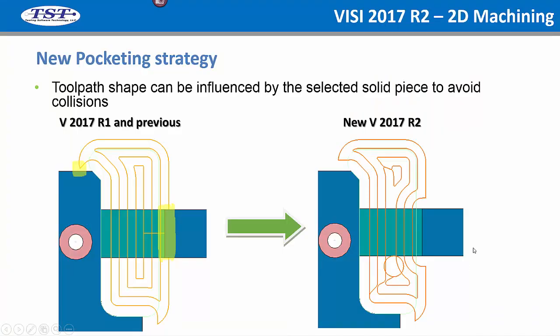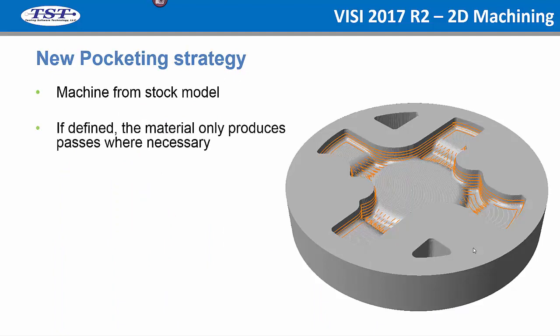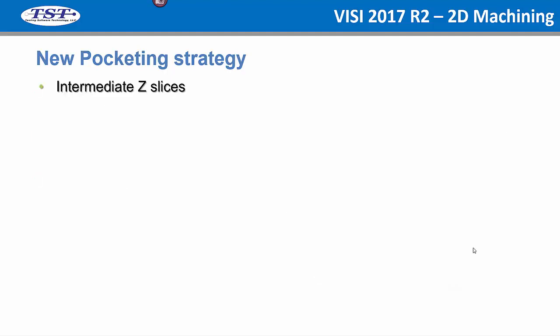So that pocketing strategy is now going to help out in areas where the tool shape can be influenced by the selected solid piece to avoid collisions. So also with the pocketing strategy, we can machine from a stock model. If defined in the material only, produces passes where necessary. So design changes, that's a key improvement there. So it provides an optimized toolpath, obviously, reducing lifts and only cutting where we need to.